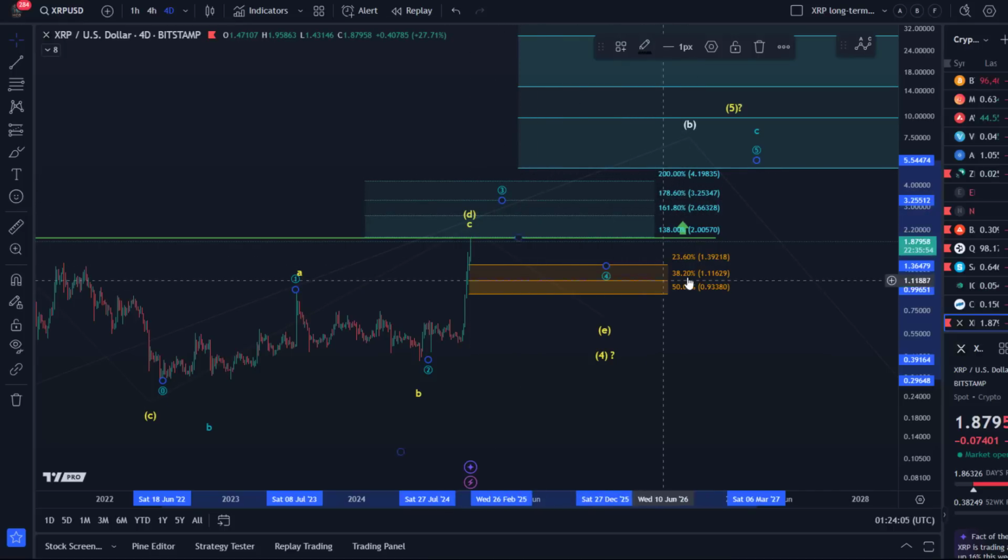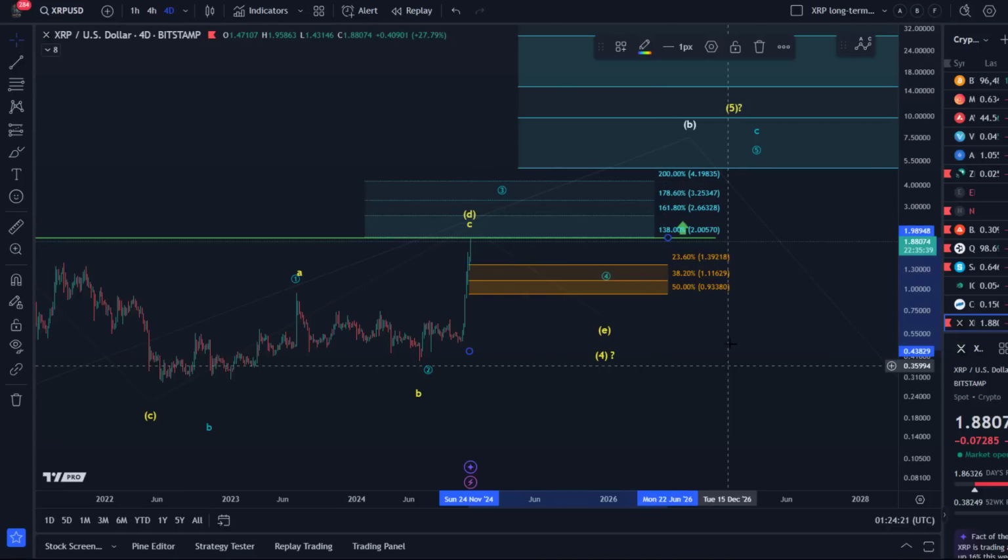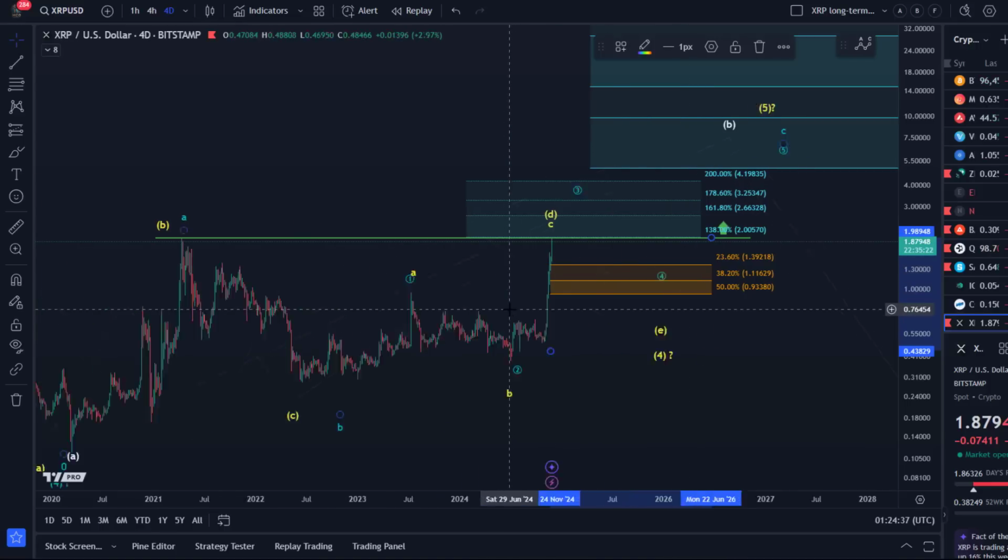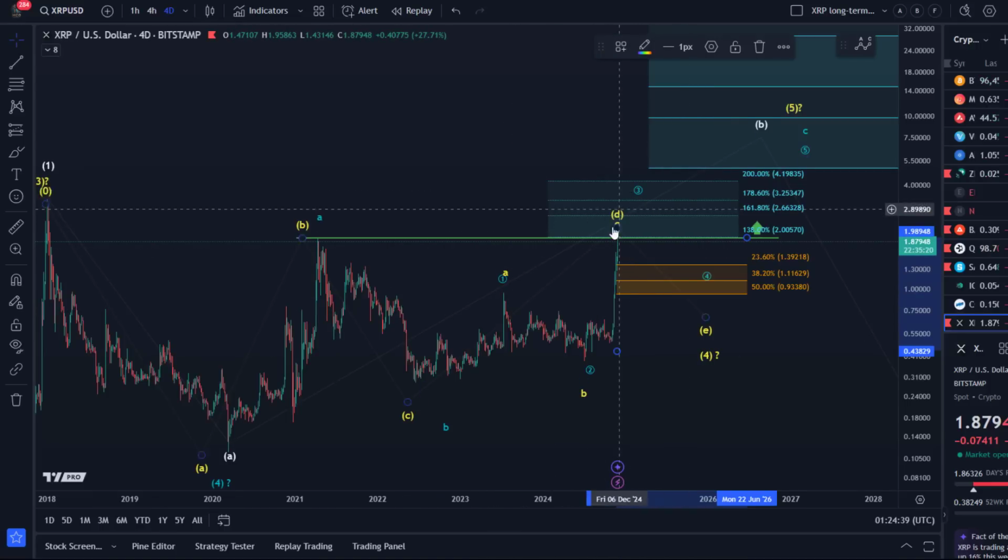If we get a pullback, the next main support area, this is not micro support, this here is the main support area. We need first a break of micro support that I just showed you to suggest that this larger pullback is unfolding, and then we have support at 93.3 cents, $1.11, and $1.39. So it's going to be really interesting.